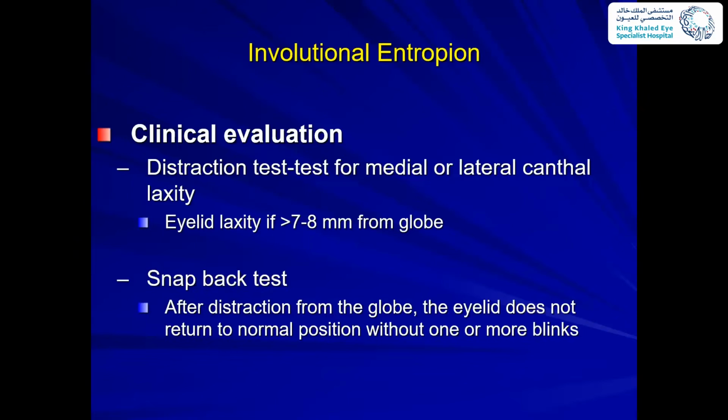It's really important to highlight here, involutional entropion is almost always in the lower eyelid. Involutional entropion doesn't happen in the upper eyelid. So involutional entropion happens only in the lower eyelid. This is a patient with, as we can see, the distraction, and you can pull the eyelid from the eyeball, and this one is more than 11 millimeters, indicating significant laxity.